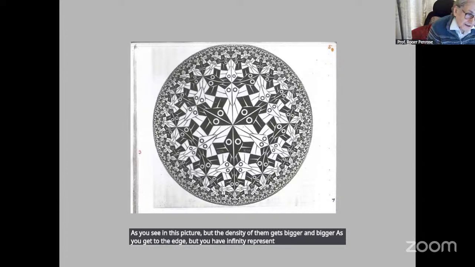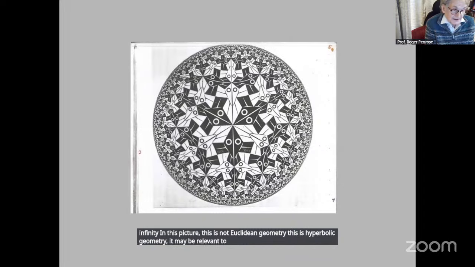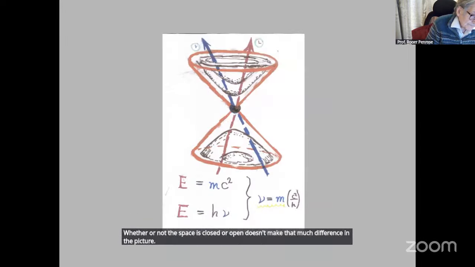So the conformal infinity in this picture, this is not Euclidean geometry, this is hyperbolic geometry. It may be relevant to the universe as a whole, but that's not the point I'm making. From a space-time point of view, you do have a boundary of this nature. Whether or not the space is closed or open doesn't make that much difference to the picture.